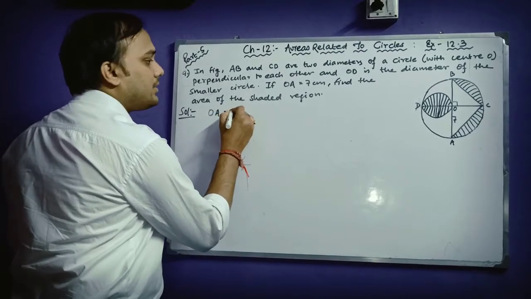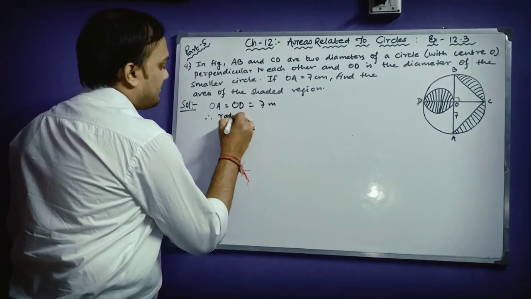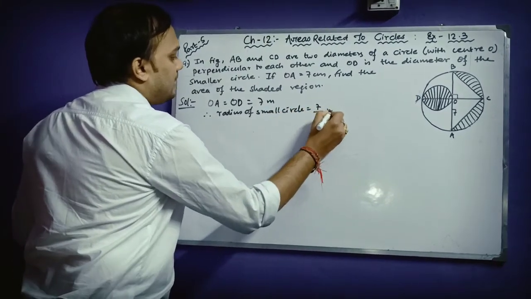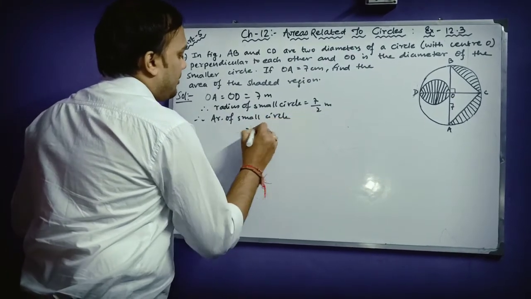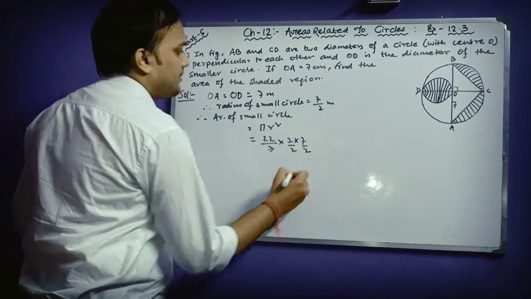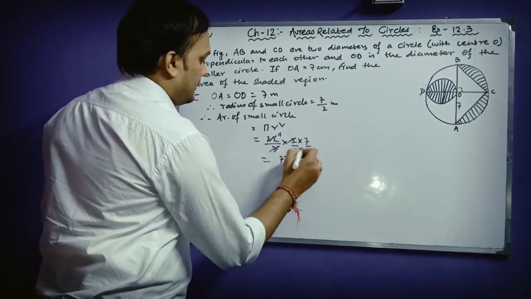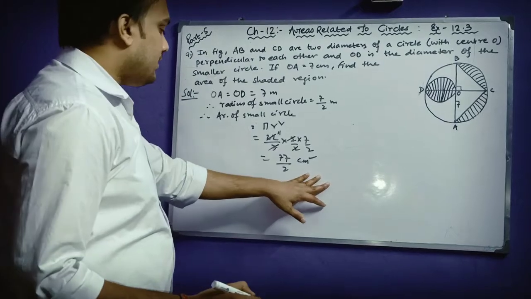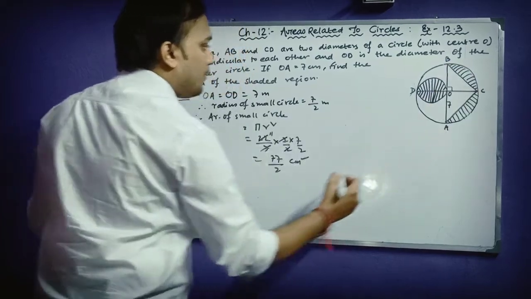As OA is equal to OD, which is equal to 7 meter, the radius of the small circle will be 7 by 2 meter. Therefore, the area of the small circle will be pi r square, that is 22 by 7 into 7 by 2 into 7 by 2. It will be equal to 77 by 2 centimeter square. So in this way we have found the area of the smaller circle is 77 by 2 centimeter square.